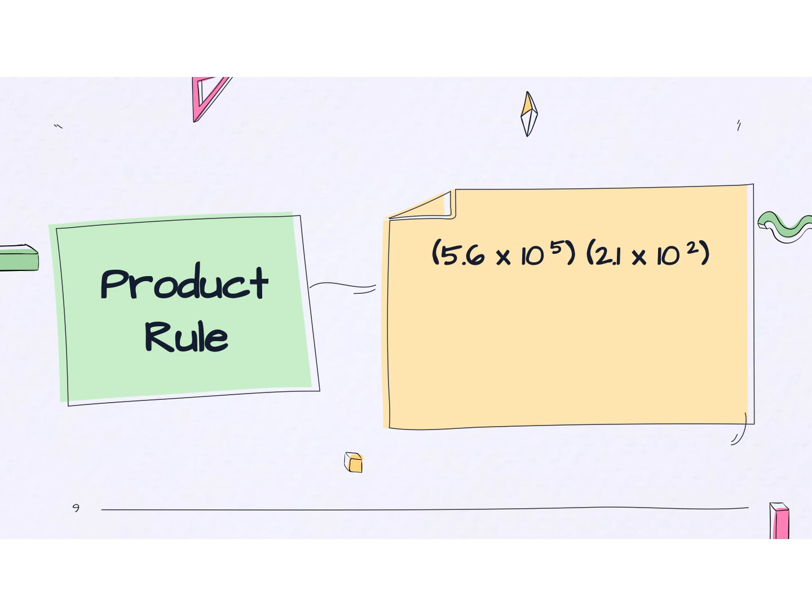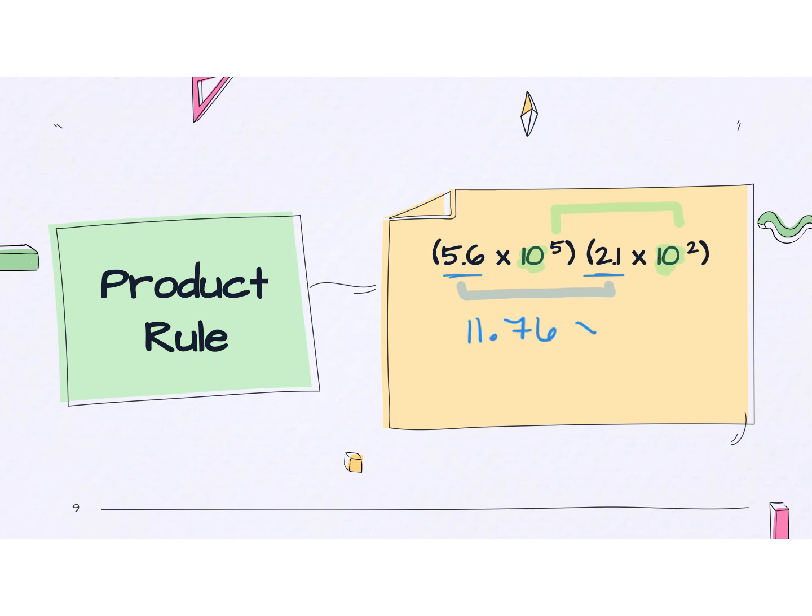So the product rule will apply when we are multiplying two numbers with the same base. So these are numbers written in scientific notation, and here is your base. Your base is right here, the tens. Okay? So you are going to keep the base and add your exponents, but you are also multiplying the constant values.